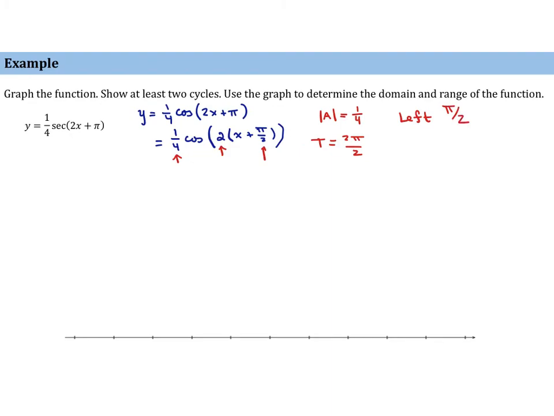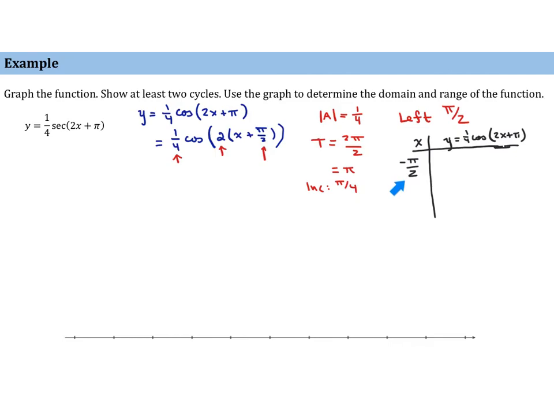So if we're going to write out our table for our cosine function, we have a beginning value of negative pi over 2 because we've shifted to the left pi over 2 units. Oh, and I forgot to simplify the period and find the increment. So the period is pi and the increment is pi over 4. So we will move from negative pi over 2 by pi over 4 increments.